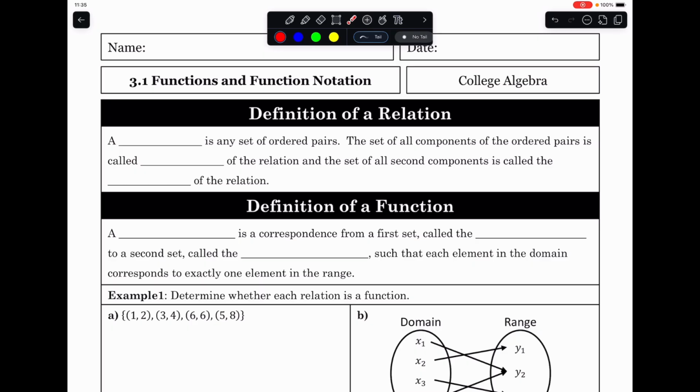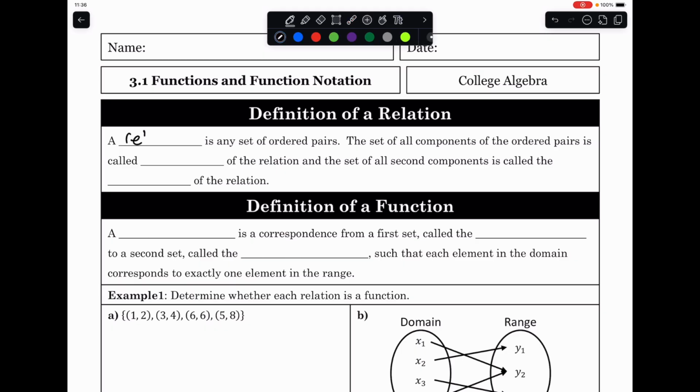In this section, we're going to discuss what a function is. We'll then go into how to evaluate functions using function notation, and then ultimately determine how to classify a function into one-to-one. Now for today's homework, it's only going to be about functions and determining if a relationship can be classified as a function. So let's begin by first reviewing what a relation is.